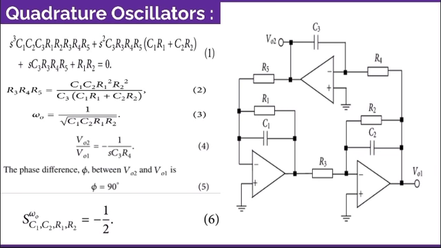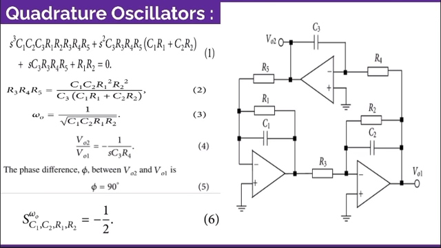From this figure, the voltage transfer function from V02 to V01 is given in equation number 4, which is V02 by V01 is equal to minus 1 by S C3 R4. Here the phase difference between V02 and V01 is 90 degrees, which we give as equation number 5. So these voltages V02 and V01 are in quadrature, and because the output impedance of the operational amplifier is very small, the two output terminals V01 and V02 can be directly connected to the next stage.